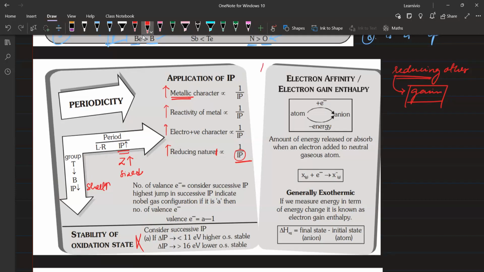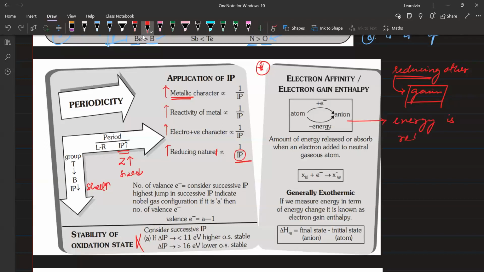The next property that we have to learn is the electron affinity or the electron gain enthalpy. What is electron gain enthalpy? Electron gain enthalpy is the energy released or absorbed when an electron is added to a neutral gaseous atom. Now, generally, when we add any electron, energy is released.